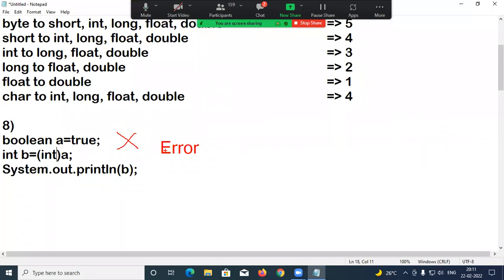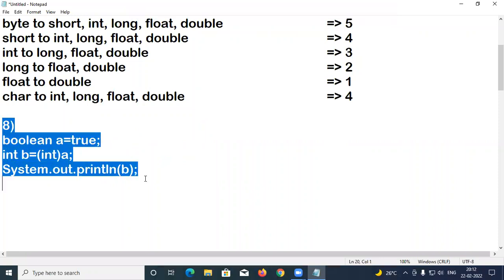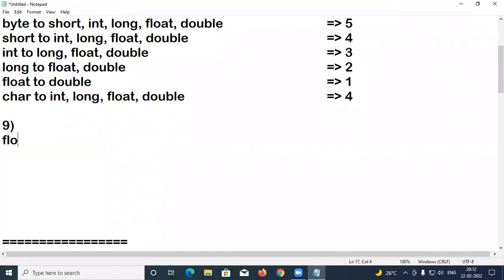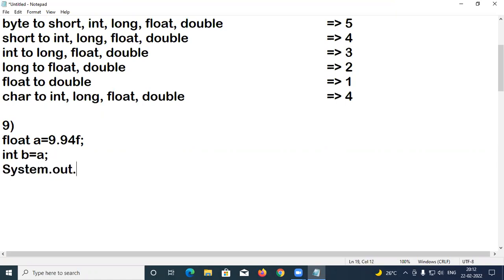Is it over? Now the 9th one: float a equal to 9.94f, integer b equal to a, System.out.println(b). Valid or not valid? Valid or invalid? Okay, 1 minute, 1 minute.